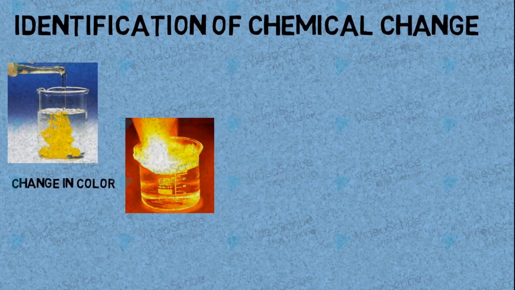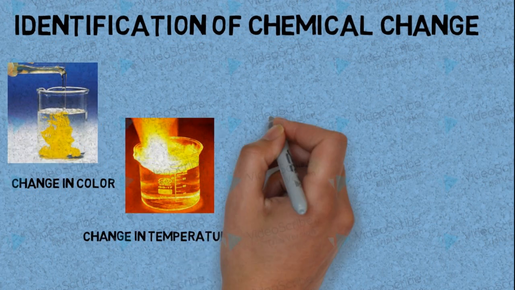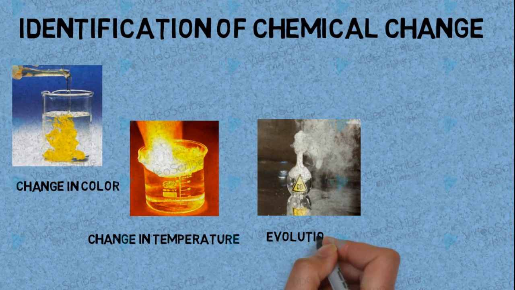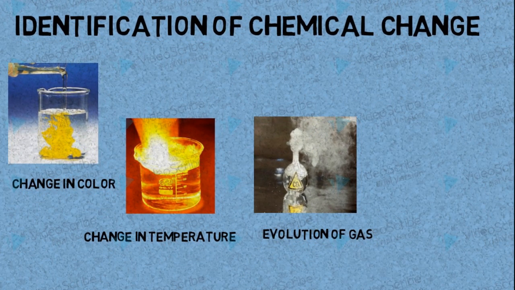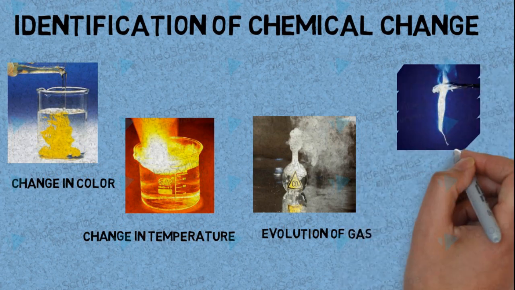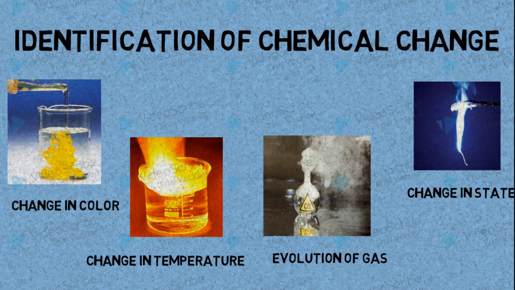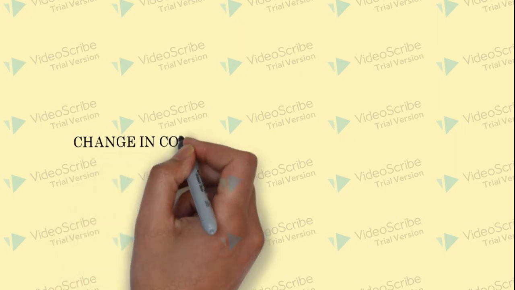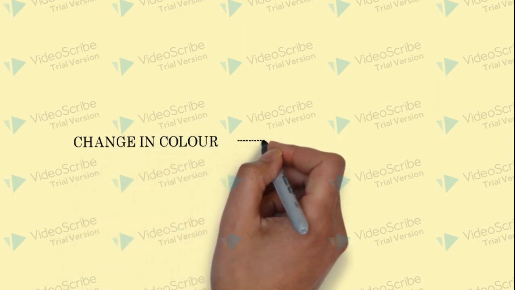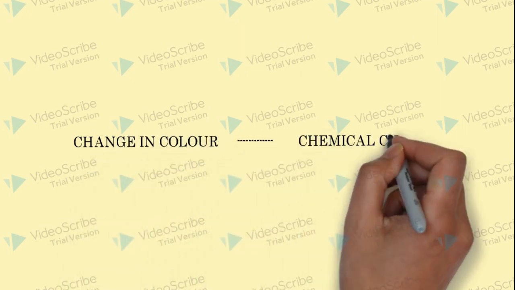Second is change in the temperature. Third is evolution of gas, and the last is change in the state. We will discuss each and every change in detail. So let's start with the first one, change in color. Change in color indicates a chemical change.